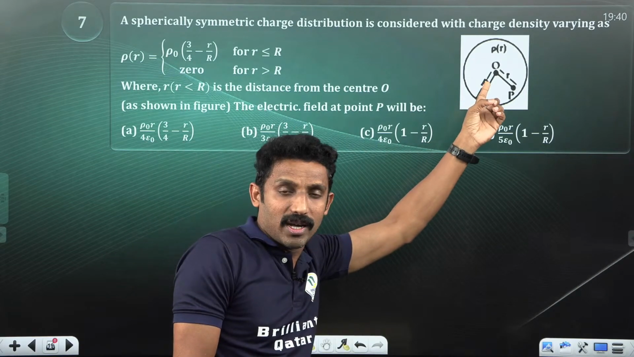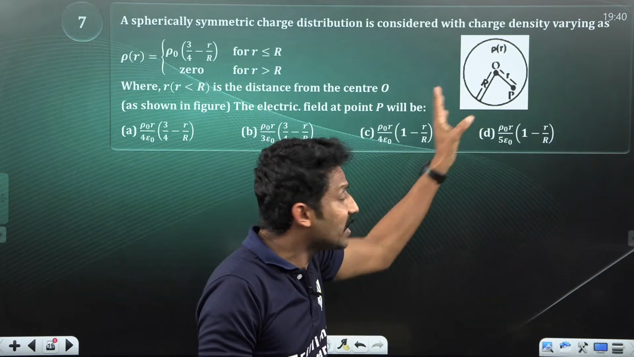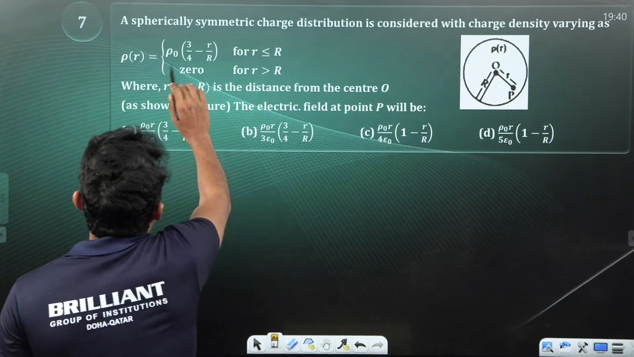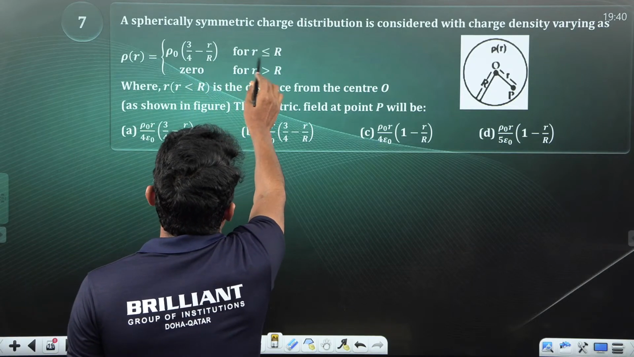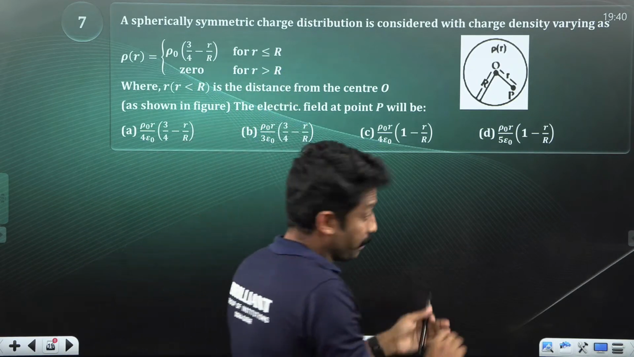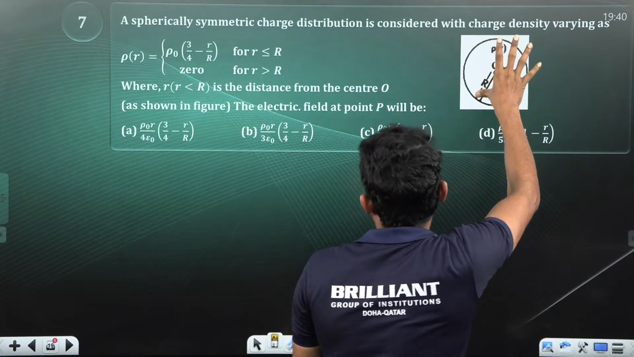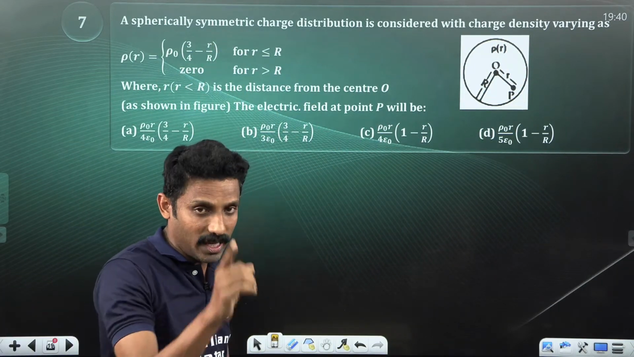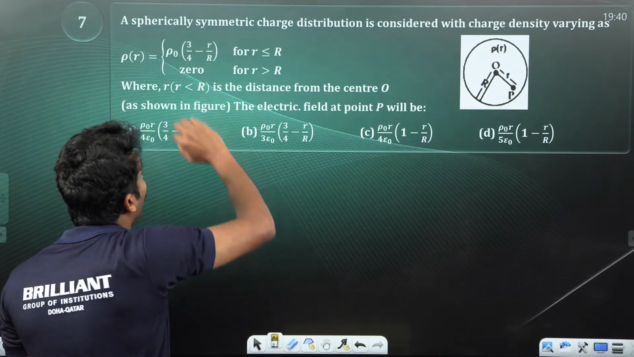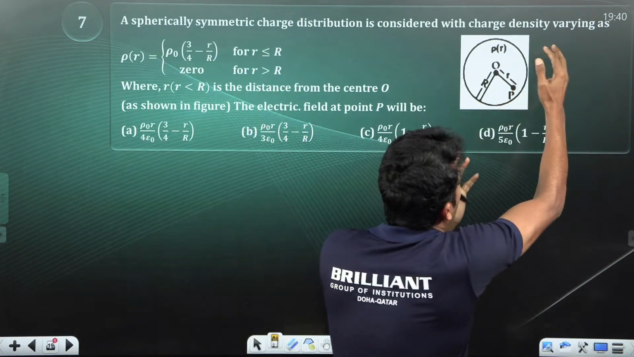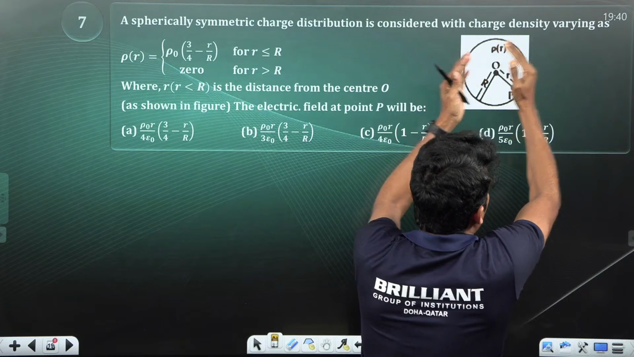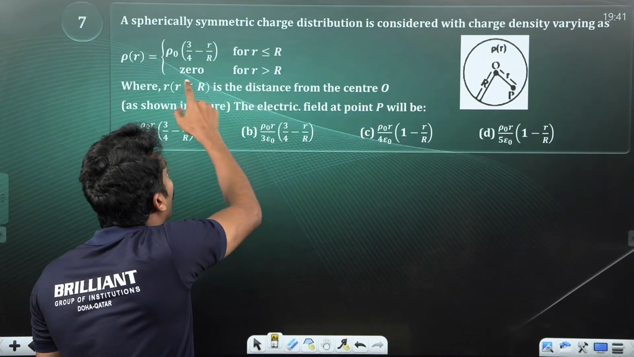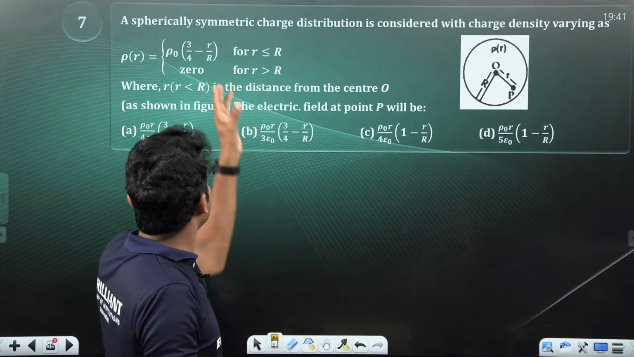This is a spherical charged body, but its charge density is varying. The charge density varies as rho of r is equal to rho naught into (3/4 minus r/R), for r less than or equal to R. Up to the radius, the charge distribution is in this way. The volume charge density rho is in this way, and after completing the sphere, there is no charge density. When r is greater than R, the charge density is 0.